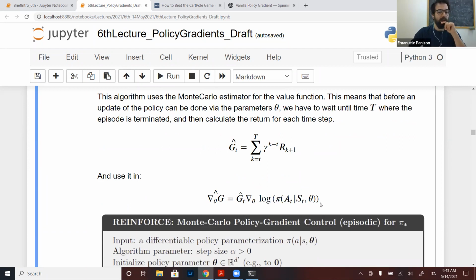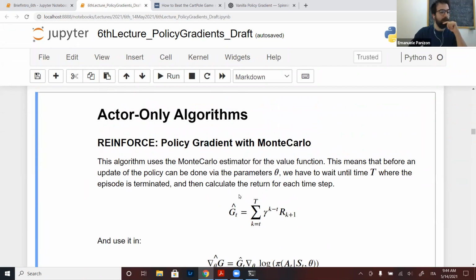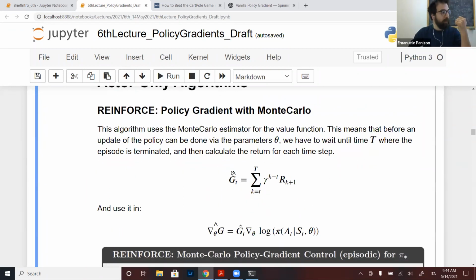We will use this term which I've just analyzed and calculated explicitly for the softmax policies. And instead of using Q, we will substitute Q with the return for each time, the complete return. This has the same problems that normal Monte Carlo methods have. To have the complete return, it means that you have already finished the episode. So this can be done only after an episode is finished.